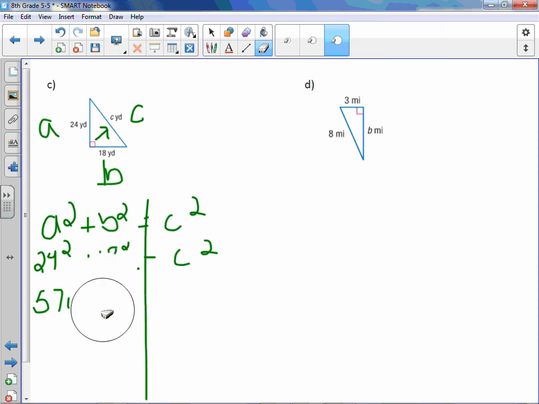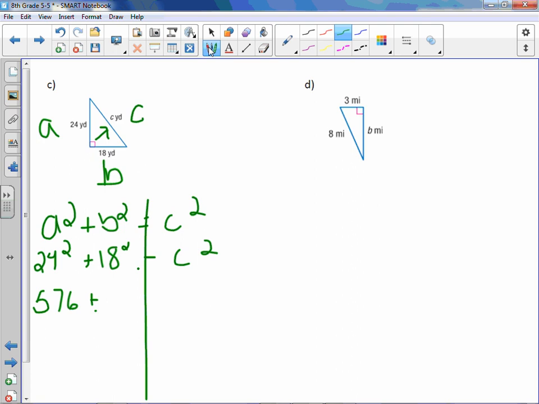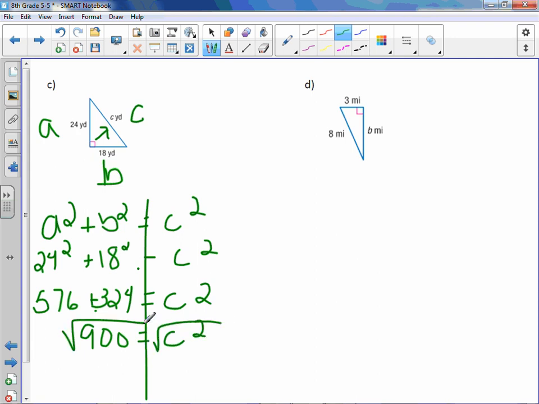Let's rewrite that. This equals c squared. Add those two together. We get 900 even equals c squared. Take the square root, and we get 30 equals c. And this would be in yards.